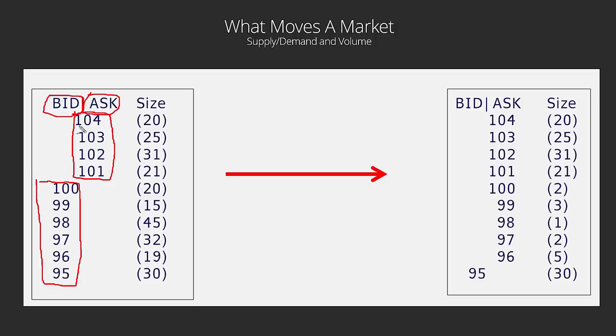So I've got to sell 20 units here at 104. This guy wants to sell 25 at 103. This guy wants to sell 21 at 101. And here are all the buyers queued up. So at 100, this guy's willing to buy 20, or it could be a mixture of 20 guys willing to buy one. It could be split up into many different things like that. 99, 98. So at the moment, we've got no transaction taking place.